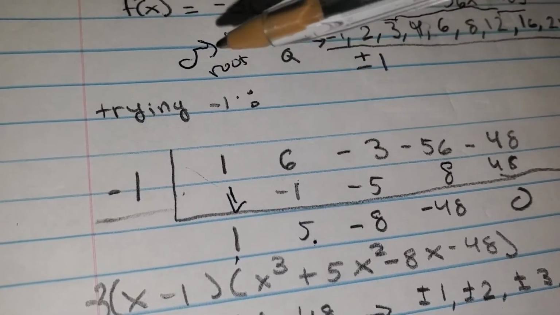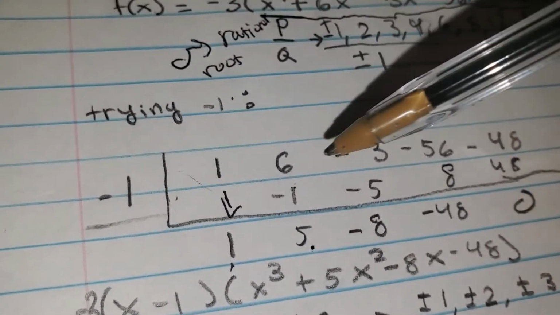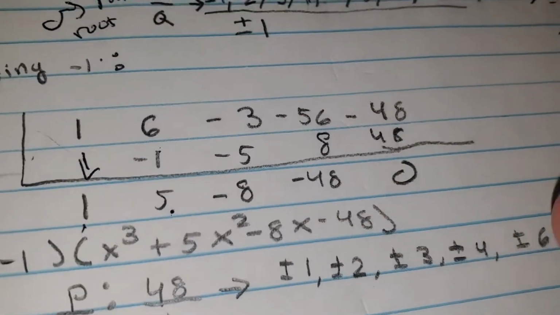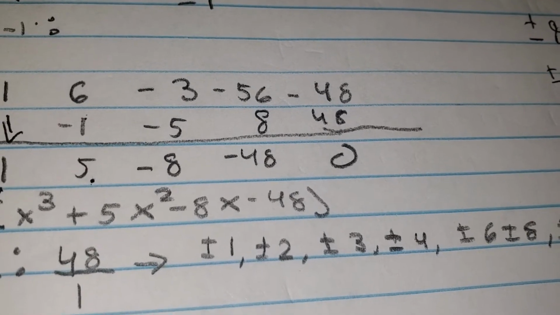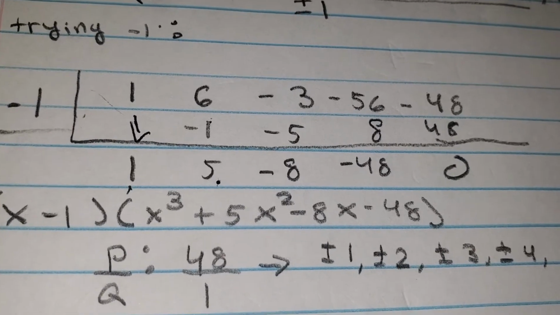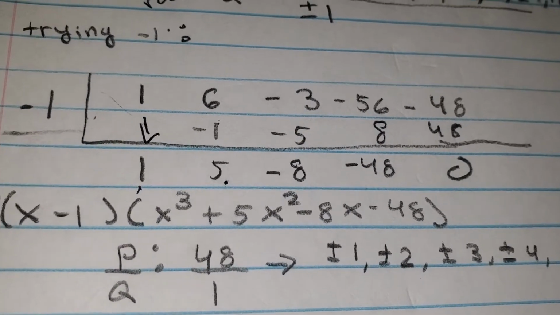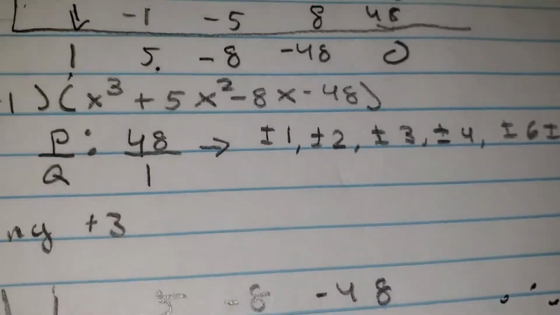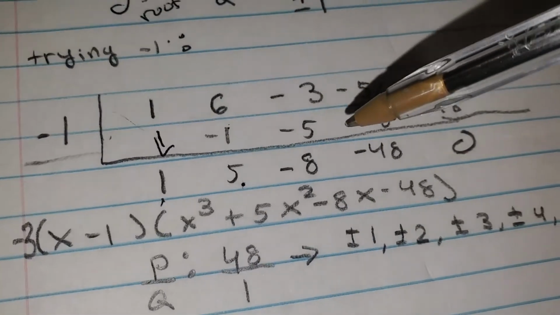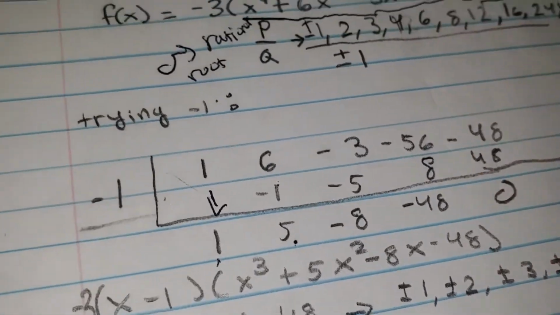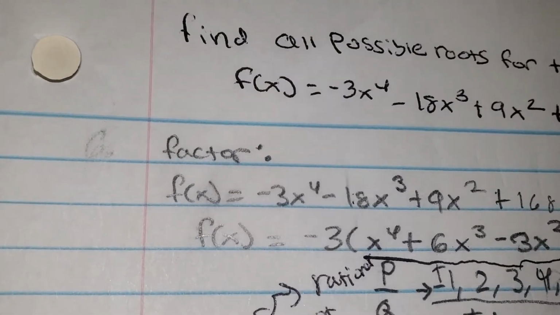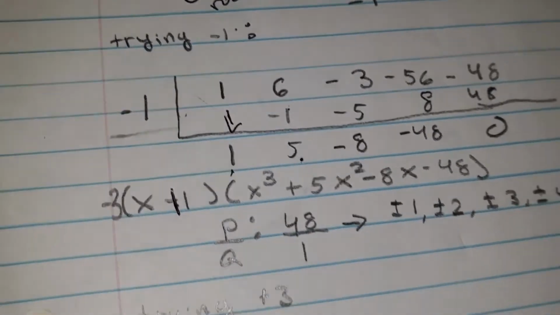Do the same thing one more time. -1 times -8 is 8. -56 plus 8 is -48. And we do it one more time. -1 times -48 gives us positive 48, and that gives us a remainder of 0. So therefore, we have a factor. In fact, it'll be x plus 1 in this case, because the root is -1.